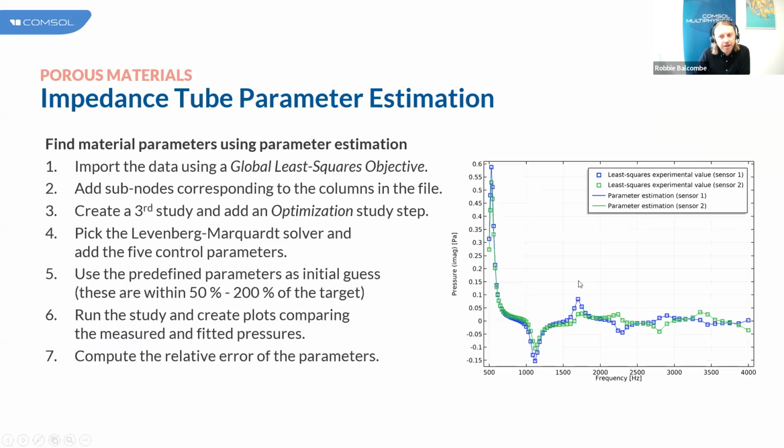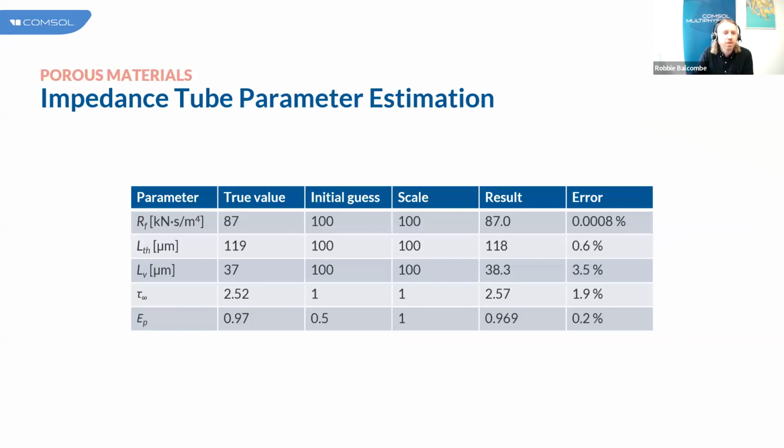And we have a model that will demonstrate how you can set up and compute this process within COMSOL. In the model here, we're working with a Johnson-Champoux-Allard porous material, which has 5 material parameters needed in order to define it.